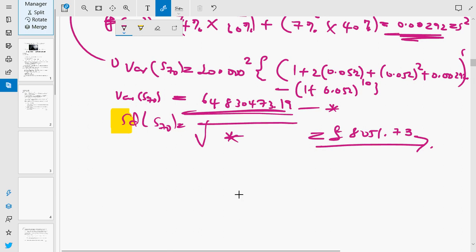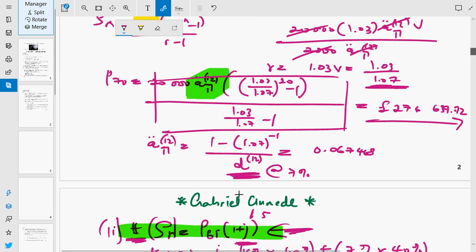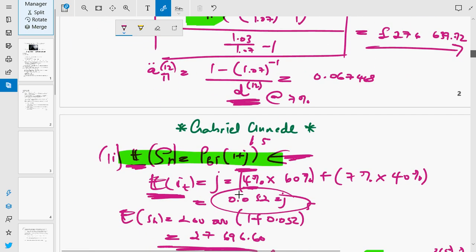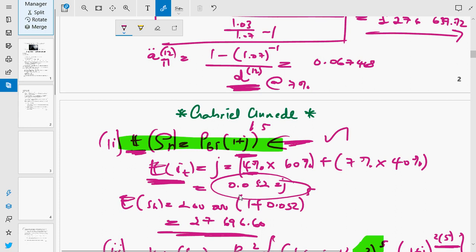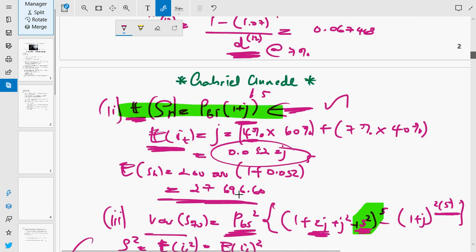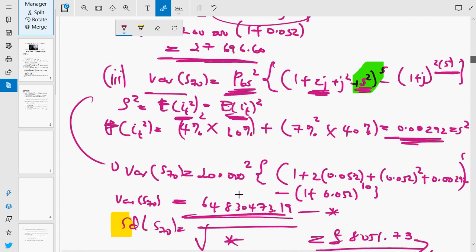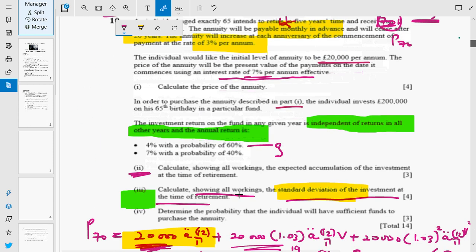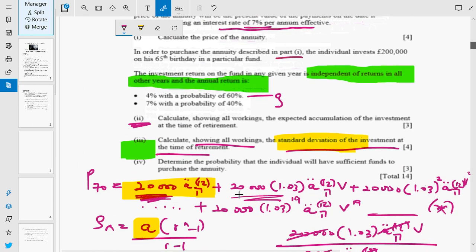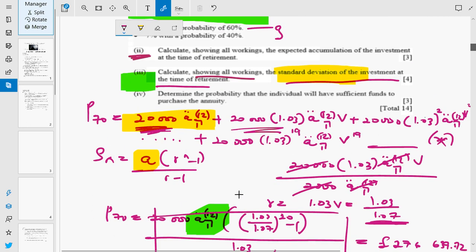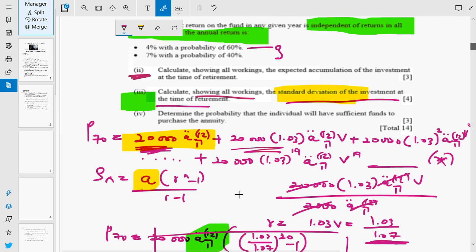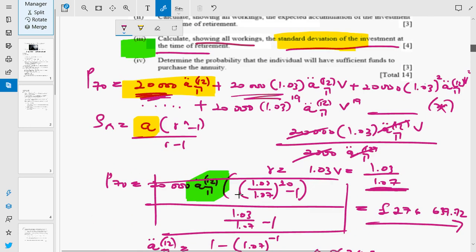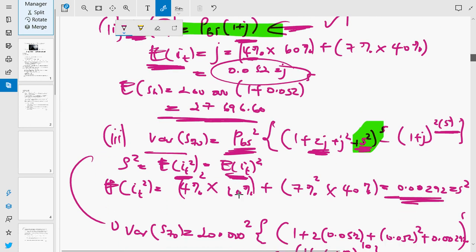You just have to remember the expected value of the accumulated amount formula, and you have to remember the variance of your accumulated amount formula. I'm going to derive those two later in this session.